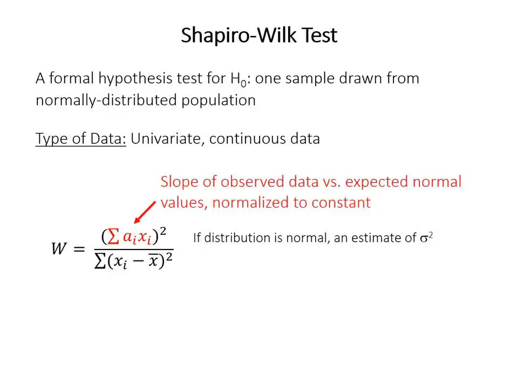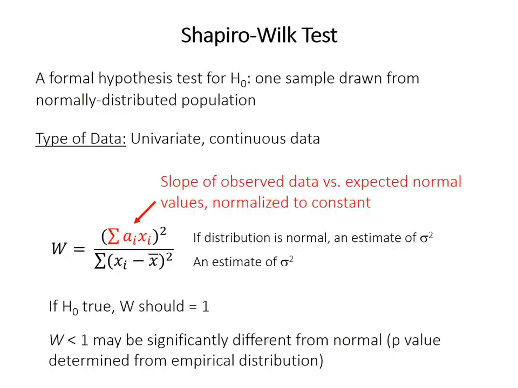And so if the data follows a normal distribution, this value here, the slope of the QQ plot squared, should be an estimate of the population variance, this sigma squared, but only if the distribution is normal. So the denominator is also an estimate of population variance, and it's just the sum of squares. So therefore, if our null hypothesis is true, and the data are actually normal, W should equal 1, because the top and the bottom of this equation are both estimating the same thing. And so W values less than 1 may indicate a significant difference from normality.